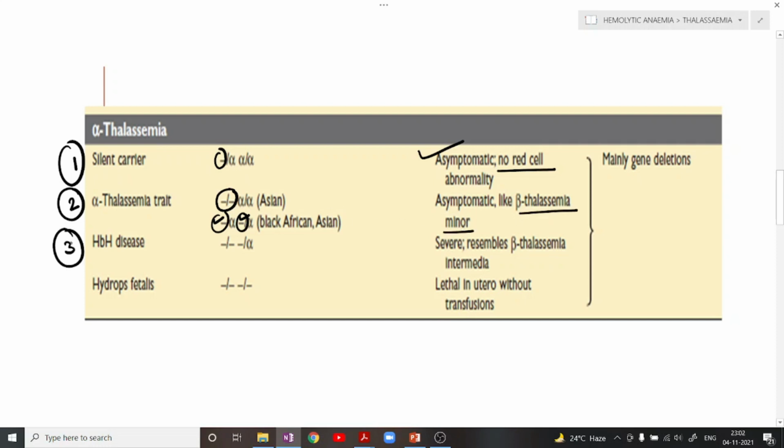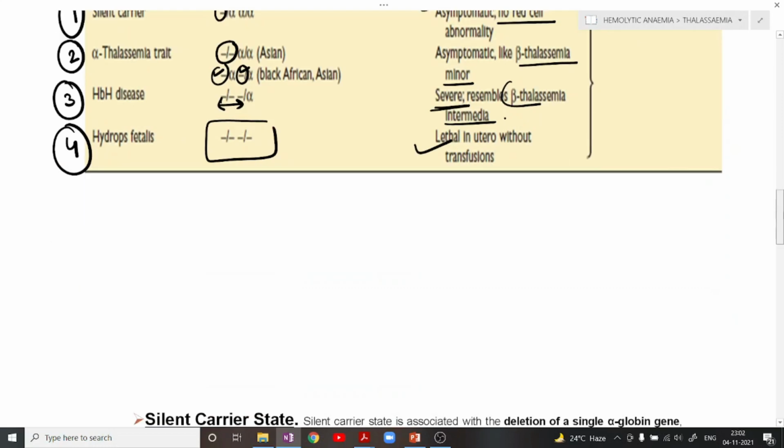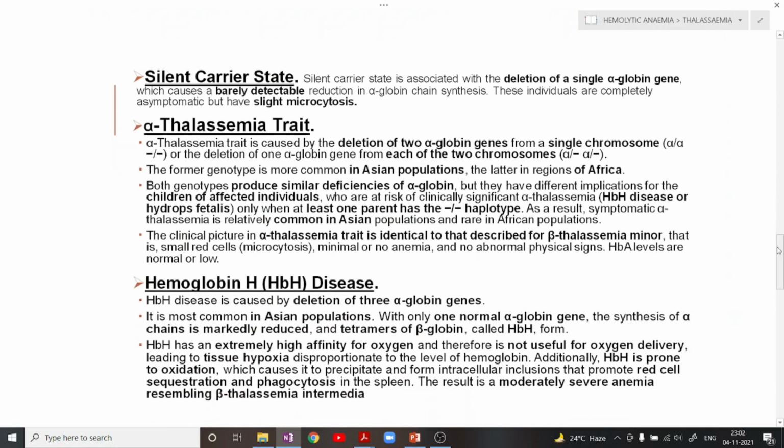Thirdly, we have HbH disease, wherein there is a deletion of 3 alpha globin genes, and basically it's a severe form of alpha thalassemia which resembles beta thalassemia intermedia. And fourthly, we have hydrops fetalis, wherein all 4 alpha globin genes are deleted. This leads to death in utero. If no blood transfusions are given, it is going to lead to death in utero. So we are going to individually discuss the clinical syndromes of alpha thalassemia.